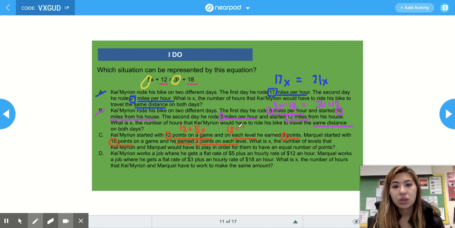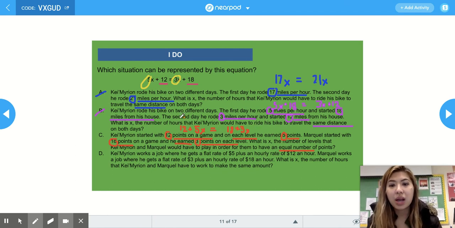So plus 3x. What is x, the number of levels that Kimarian and Markel would have to play in order for them to have an equal number of points? So then we're going to set them equal to each other. So we have 12 plus 5x is equal to 18 plus 3x.